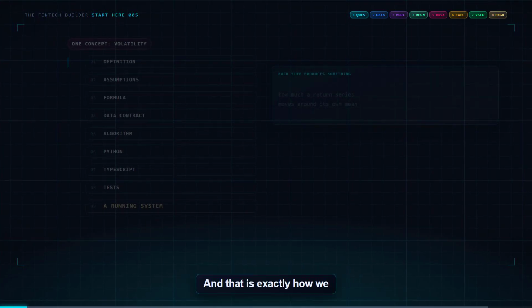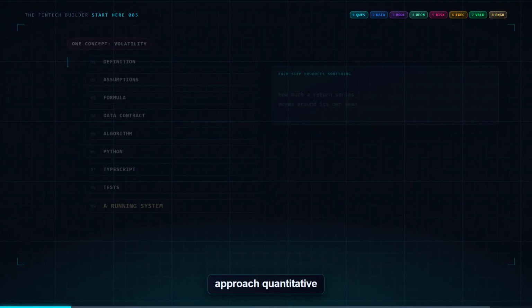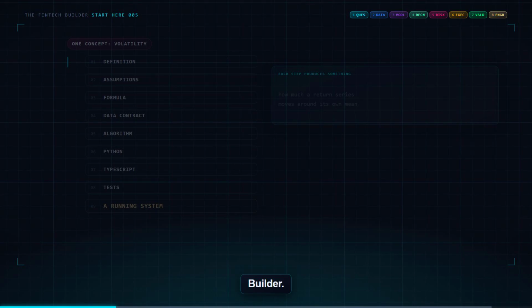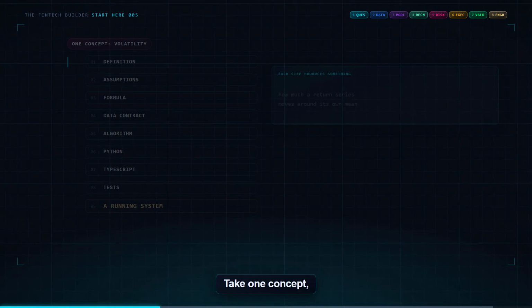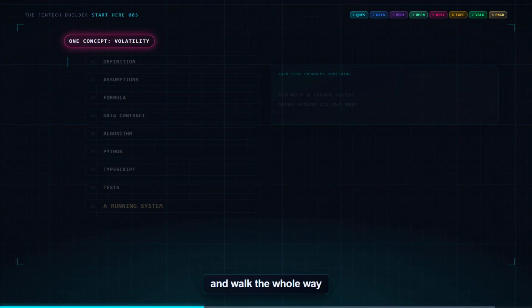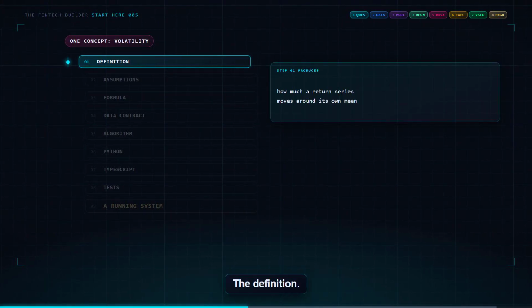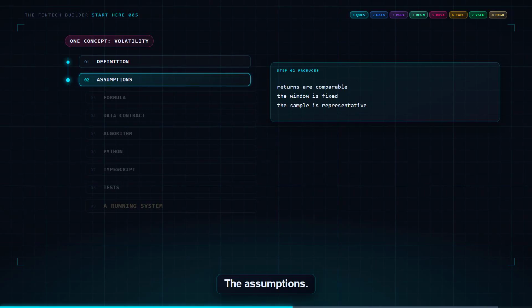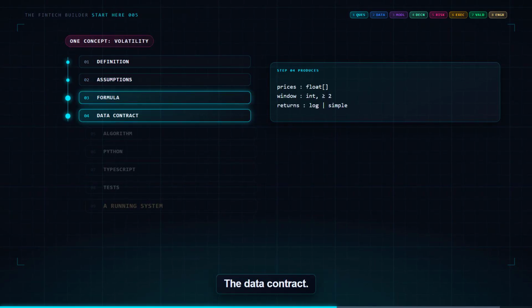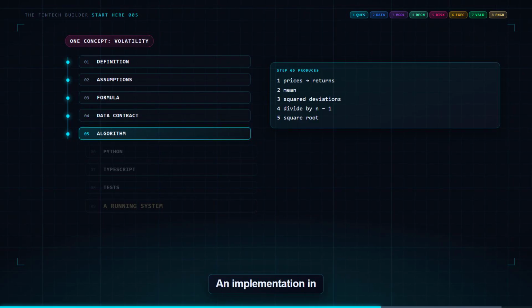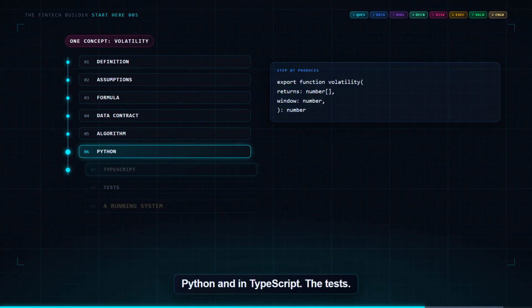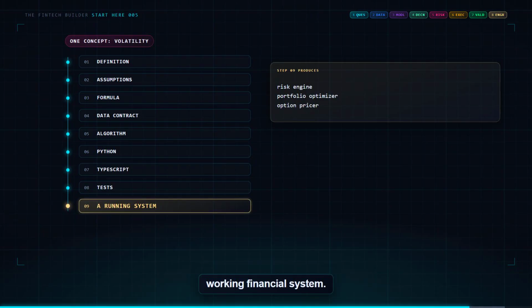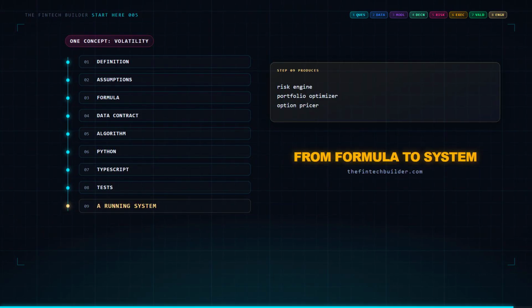And that is exactly how we approach quantitative finance on the FinTech Builder. Take one concept, volatility, for example, and walk the whole way down: the definition, the assumptions, the formula, the data contract, the algorithm, and implementation in Python and in TypeScript, the tests, and where that piece actually sits inside a working financial system. We do not stop at what a formula means.